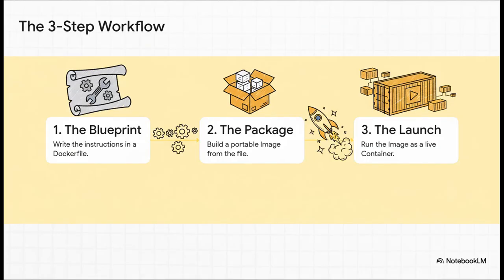And the entire process is actually a really simple three-step journey. First, you write the blueprint for your application in a special file called a Dockerfile. Second, you build that blueprint into a self-contained package called an image. And finally, you launch your app by running that image as a container. That's it. Blueprint, package, launch. Let's dig into each of these.